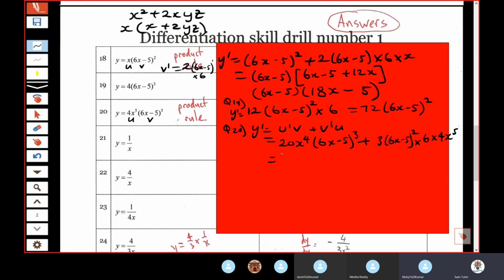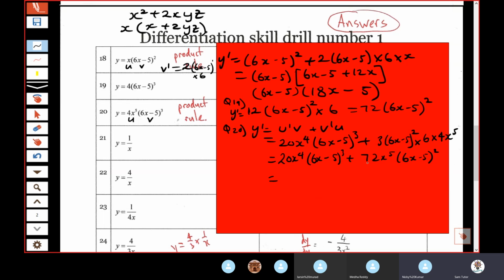Next line, I guess we'll do a bit slower. 3 times 4 is 12. 12 times 6 is 72. x to the power 5, (6x minus 5) squared. Okay, what do you factorize out, Nikki?